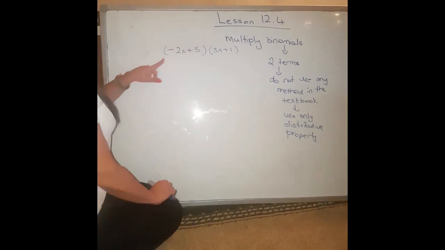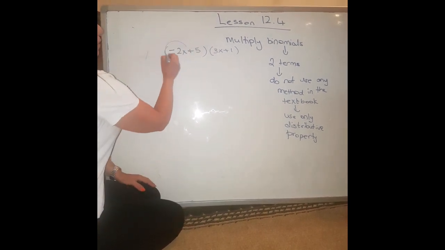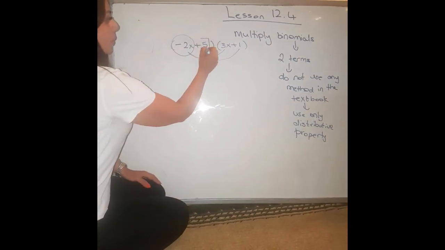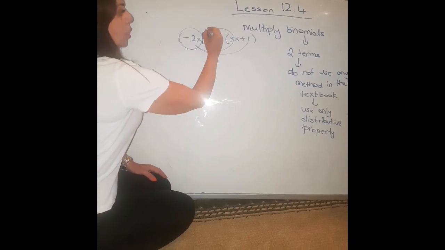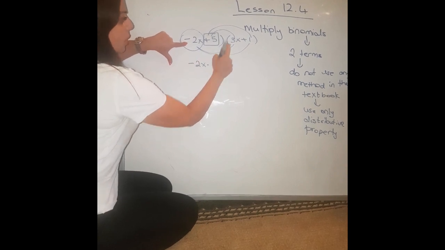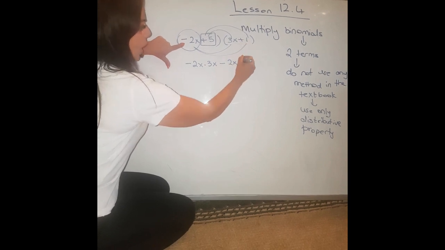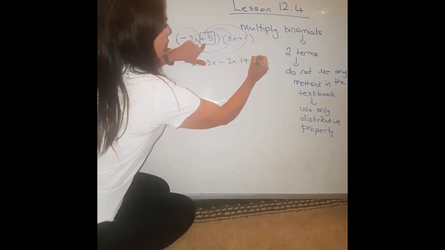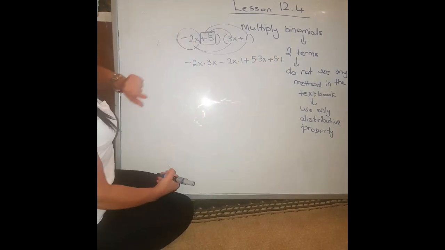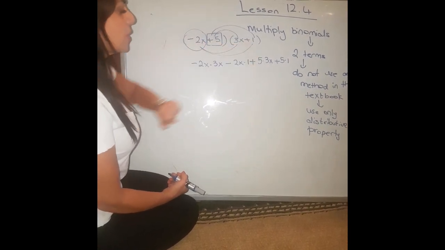Let's see the first example. I have negative 2x plus 5 and I have 3x plus 1. What do I do? I take the first term, distribute it into the second parenthesis. I take the second term, I distribute it into the second parenthesis. I begin with this: negative 2x times 3x, negative 2x times 1, plus 5 times 3x, plus 5 times 1. Did you see what I did? The first term is multiplied with the second parenthesis and the second term is multiplied with the second parenthesis.